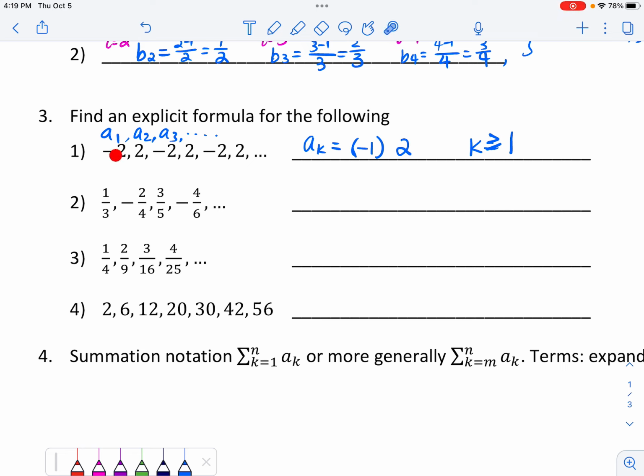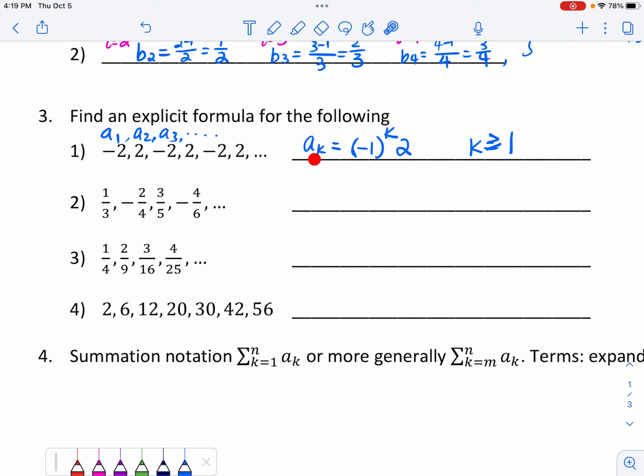And all the odd number terms are negative. So therefore, I'm going to simply put a k there, okay? Put a k right there, because when it is odd, I get a negative term. So it seems like it perfectly matches. And then we can check. When k is 1, A1 is negative 1 to the power 1 times 2, which is negative 2, so it's good.